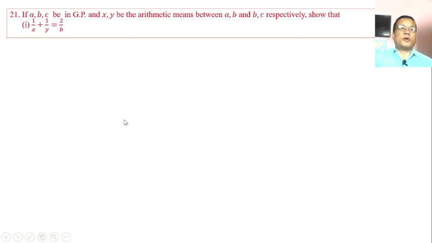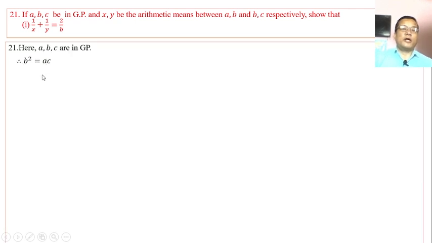Next question number 21. If A, B, C are in GP, X and Y are the arithmetic means between A, B and B, C respectively, so that 1 by X plus 1 by Y equals 2 by B. A, B, C are three numbers in GP, and X is the arithmetic mean of A and B, Y is the arithmetic mean of B and C. Then the value of 1 by X plus 1 by Y should be shown to be 2 by B.